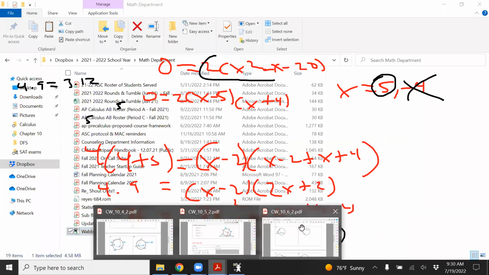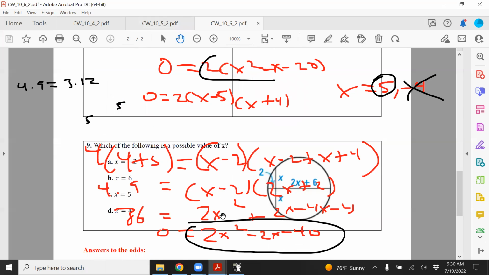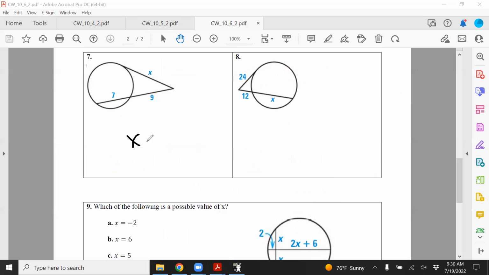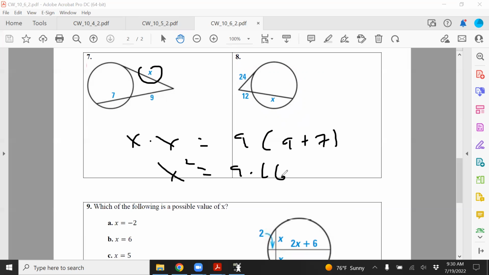Okay, and then there's still another problem here, 7-9. In this case, you're going to say x times x equals 9 times 9 plus 7. So it's almost the same thing. It's just that this actually gets repeated because there's no secant. So it's all external. So you have to write it like that. x squared equals 9 times 16. That's 144. That is 12.